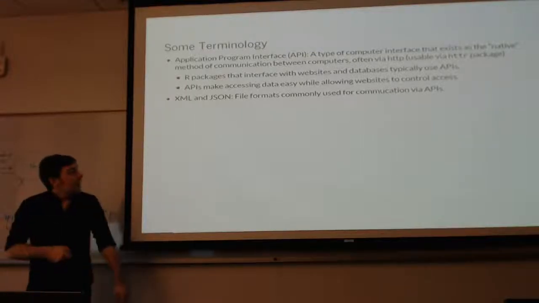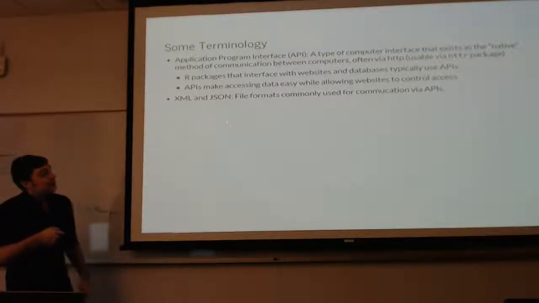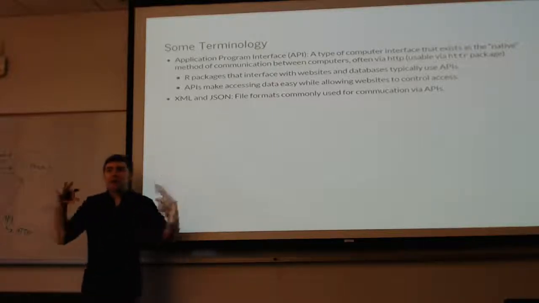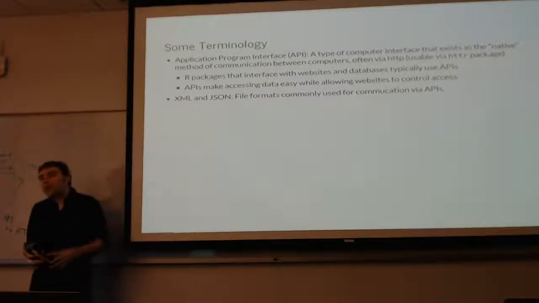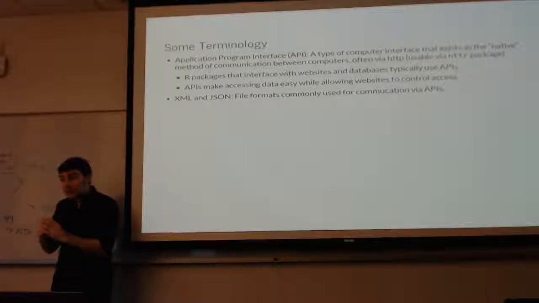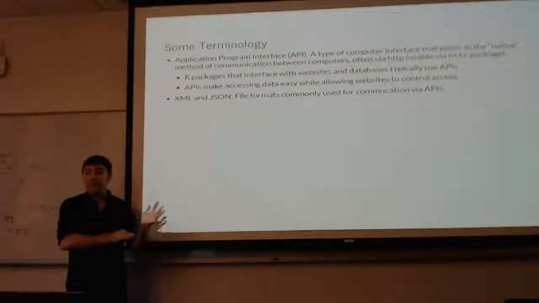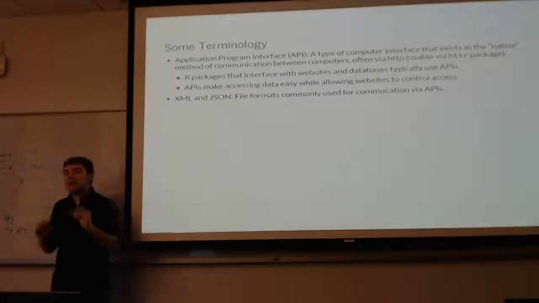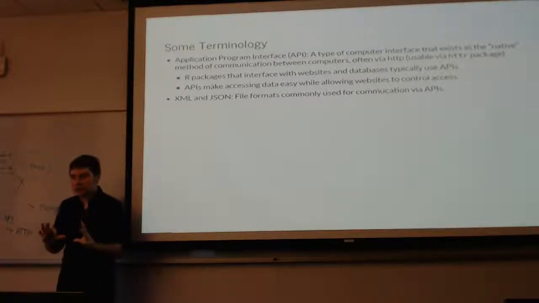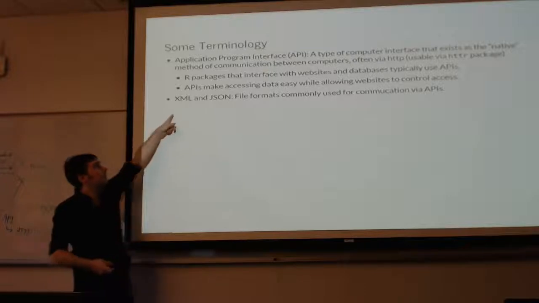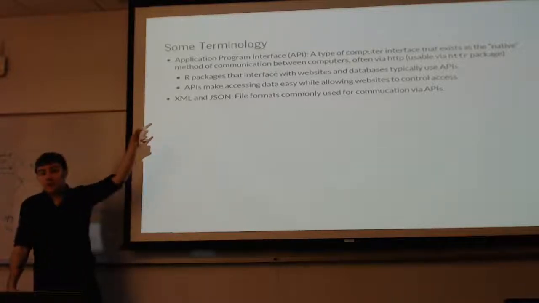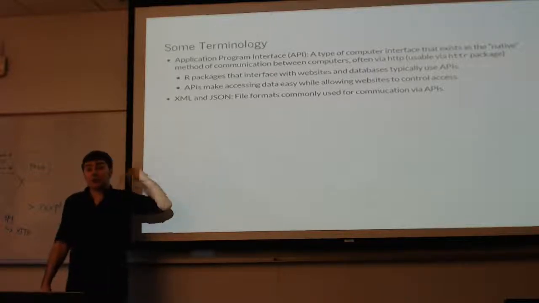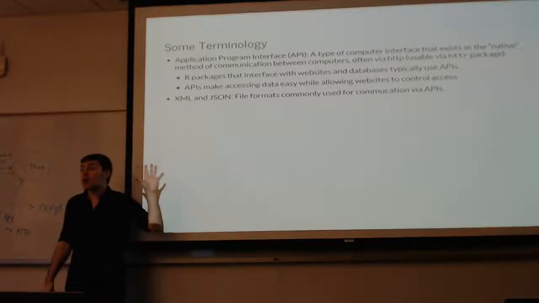Okay. XML and JSON are two file formats that are commonly used for communicating via an API. So often when you make some sort of request from your computer to something like Twitter or Facebook, what it will send back to your computer is going to be data in a very specific structured format. XML, I believe, is extensible markup language. It's sort of a more extended version of HTML that allows you to add all sorts of new and different things to it. It's a markup language.